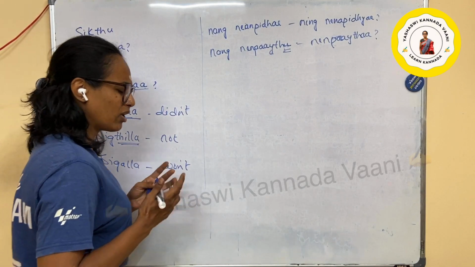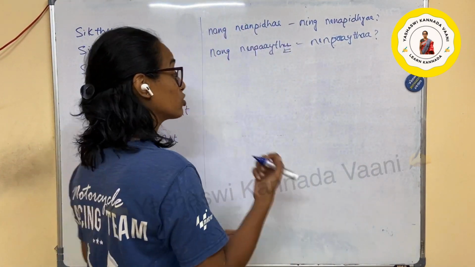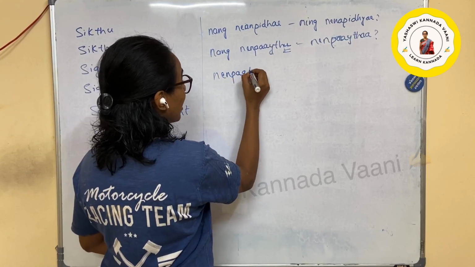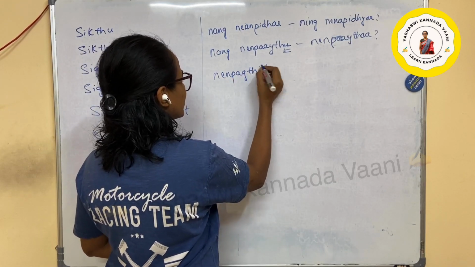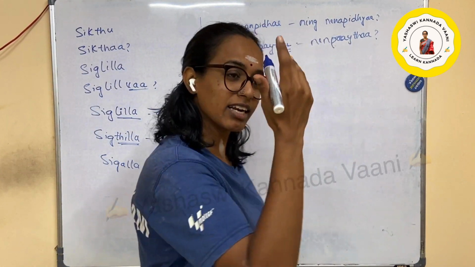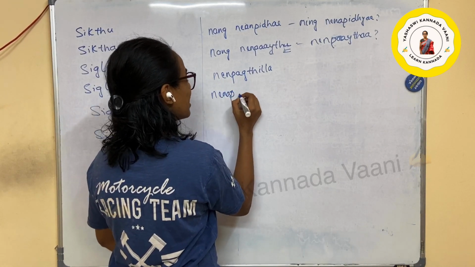Next, I'm not able to remember. I kept somewhere. ನನಗೆ ನೆನಪಾಗ್ತಿಲ್ಲ. I'm not able to remember it. ನೆನಪಾಗ್ತಿಲ್ಲ. ನನಗೆ ನೆನಪಾಗ್ತಿಲ್ಲ. ಎಲ್ಲೋ ಇಟ್ಟೆ. Next one, you won't remember. ನಿನಗೆ ನೆನಪಾಗಲ್ಲ. ನನಗೆ ನೆನಪಾಗಲ್ಲ.